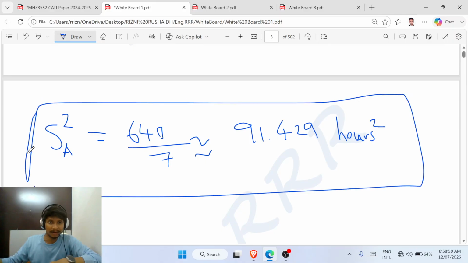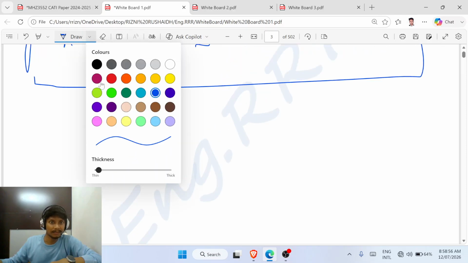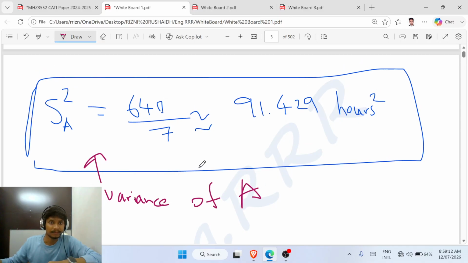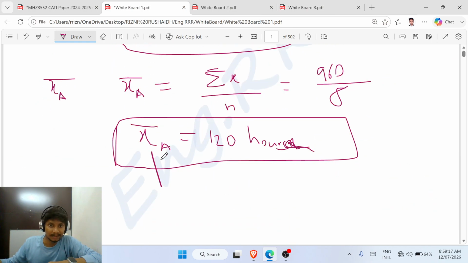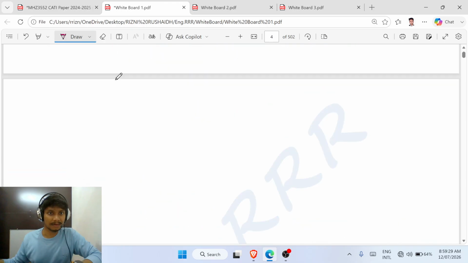Now we have to find the mean and variance for B. This is the variance of A, S A square, and X A bar is the mean of A. Now you have to find for B.